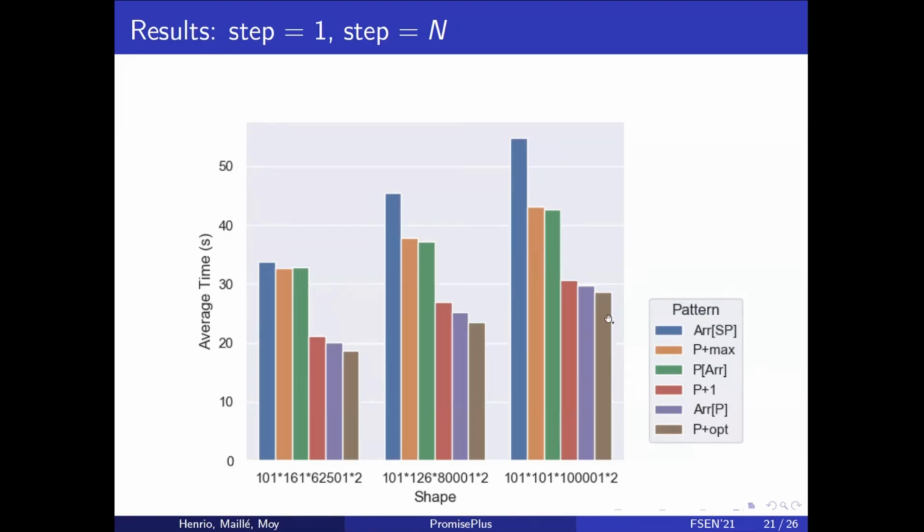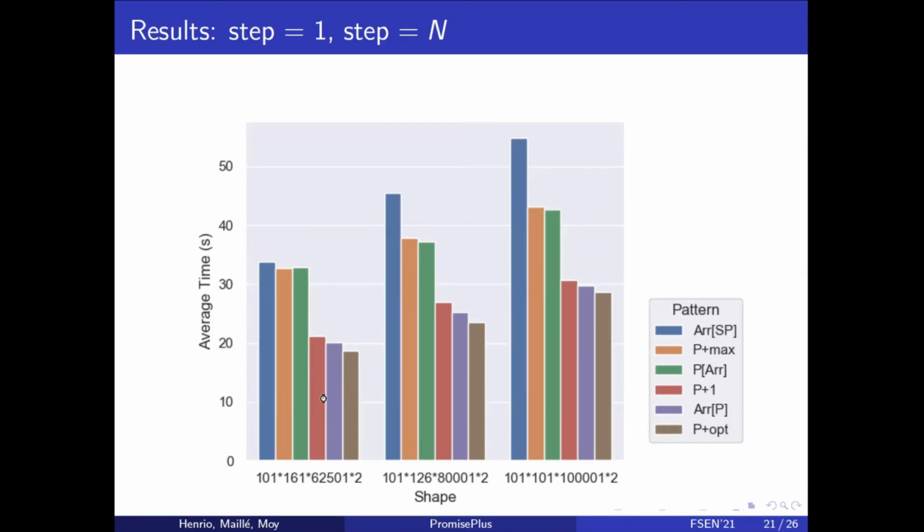And finally, in brown, we have P plus opt, opt being the best step we found for this particular shape of the matrix. How we found it is coming right now. But either way, we see that there is indeed an optimum that exists.